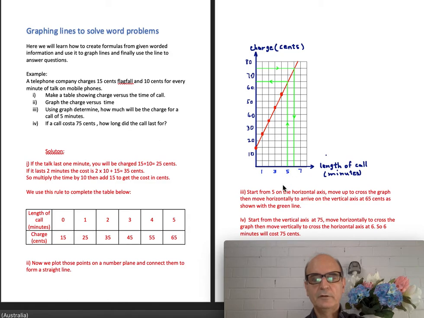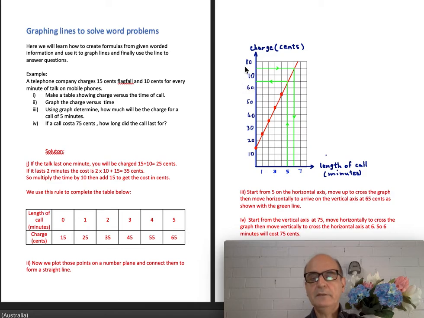Okay, so the bottom line is, if you have the time and you want to find the cost, start with the time, go vertically up to hit your graph, which is in this case this red graph, and then once you hit it, go horizontally to see where it crosses the charge, and that will be the charge for, say, for example, 5 minutes. If I did 4 minutes, I take 4, go vertically up, and then go across to get the charge.